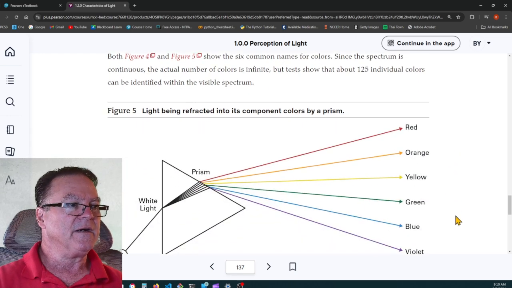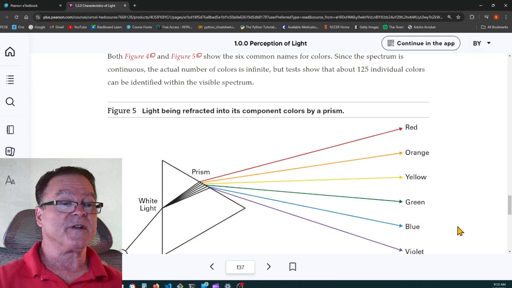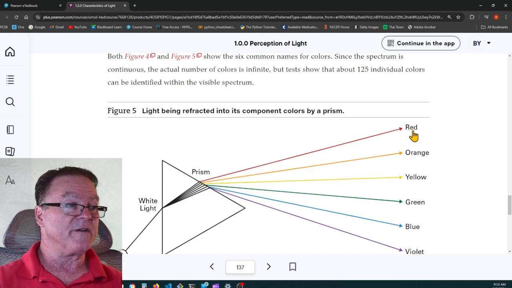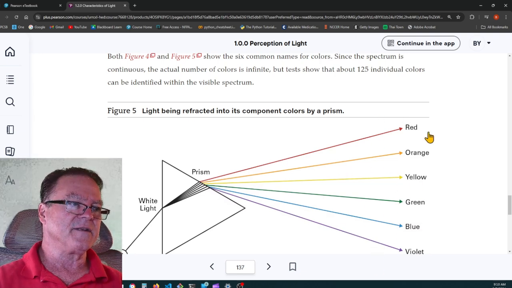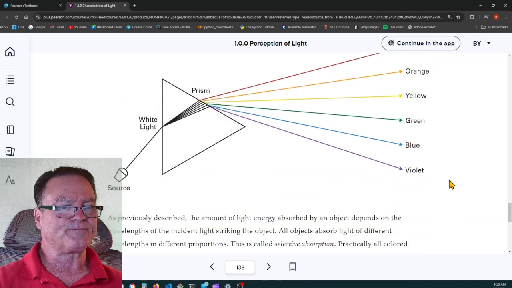All right. Again, it used to be a question on the test. I don't know that it still is a question, but if they say, how many colors does refracted light have? Your answer is 6.